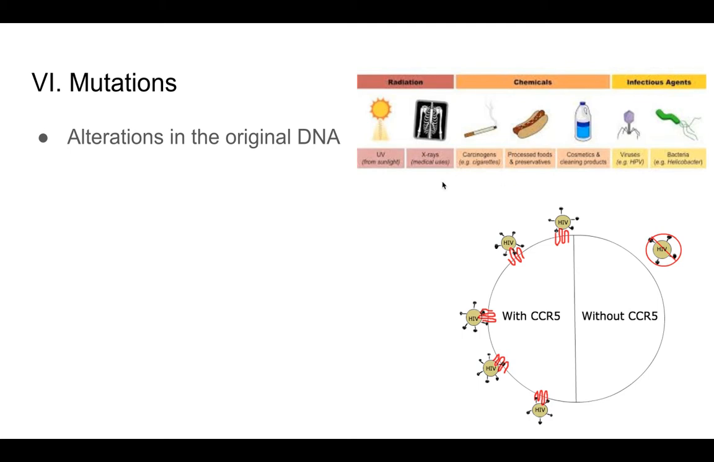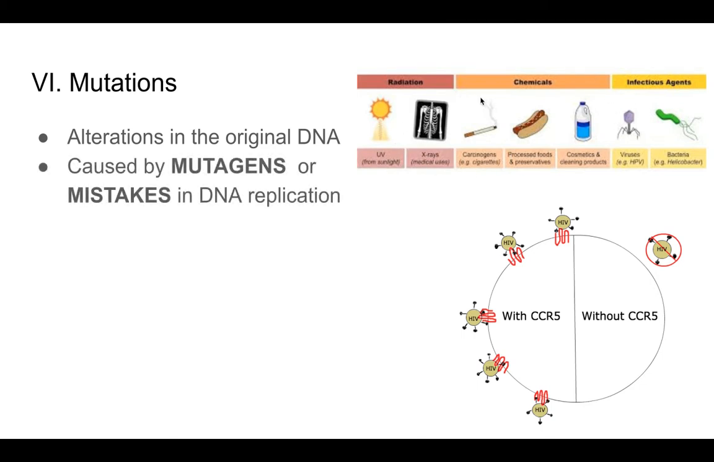So up here, we see several different environmental impacts that could potentially alter, change our DNA. Everything from environmental radiation to chemicals that we might expose our bodies to, even to infectious pathogens like viruses and bacteria. So lots and lots of things could possibly alter our DNA. Everything you see here in this diagram would be considered a mutagen. And so mutations are caused by these environmental exposures, these mutagens, or I should say they could be caused by mistakes in the process of DNA replication.